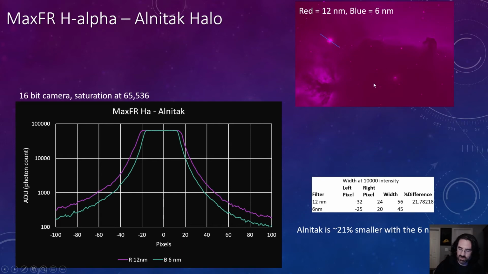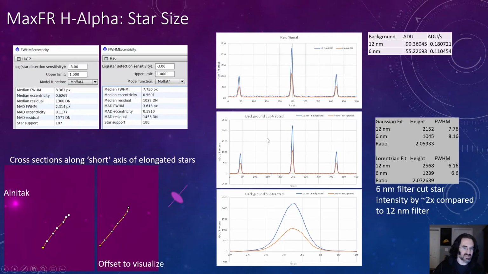So I was also curious what would happen with some less intense stars. Again, here we have Alnitak that was saturated, and there were 3 stars that were kind of in a line that I did a segmented line extraction. I've exaggerated a little bit here. My tracking wasn't the best, so I had a little bit of elongated stars.